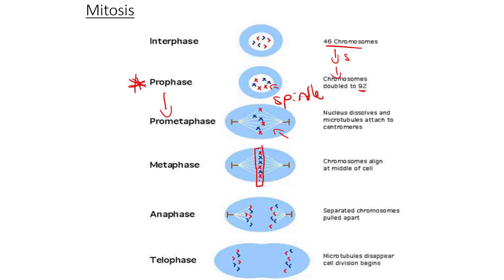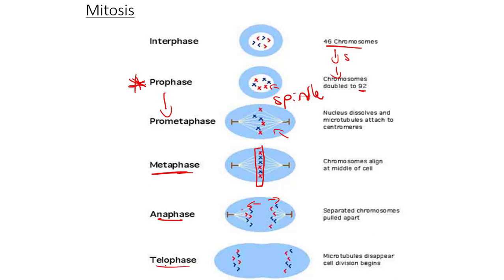And when they start lining up, this is when you're officially in metaphase. Now in anaphase, the spindle, those sticky spider web things, is going to pull the chromosomes apart. So half the chromosomes are going to go to one side, the other half to the other. But remember, each half is getting an identical set of chromosomes.